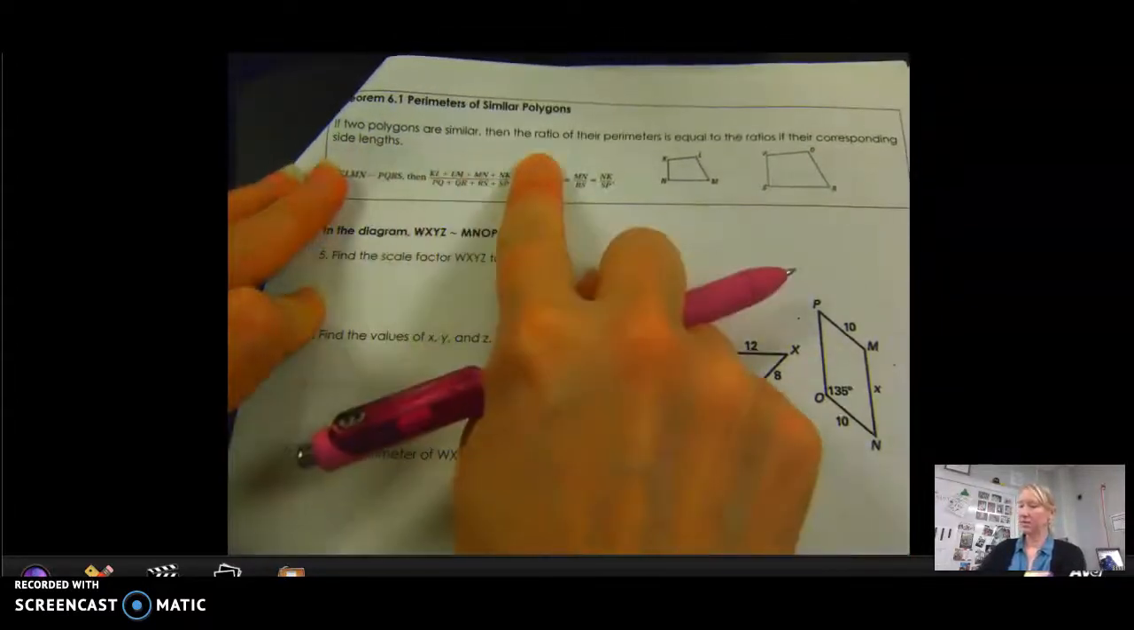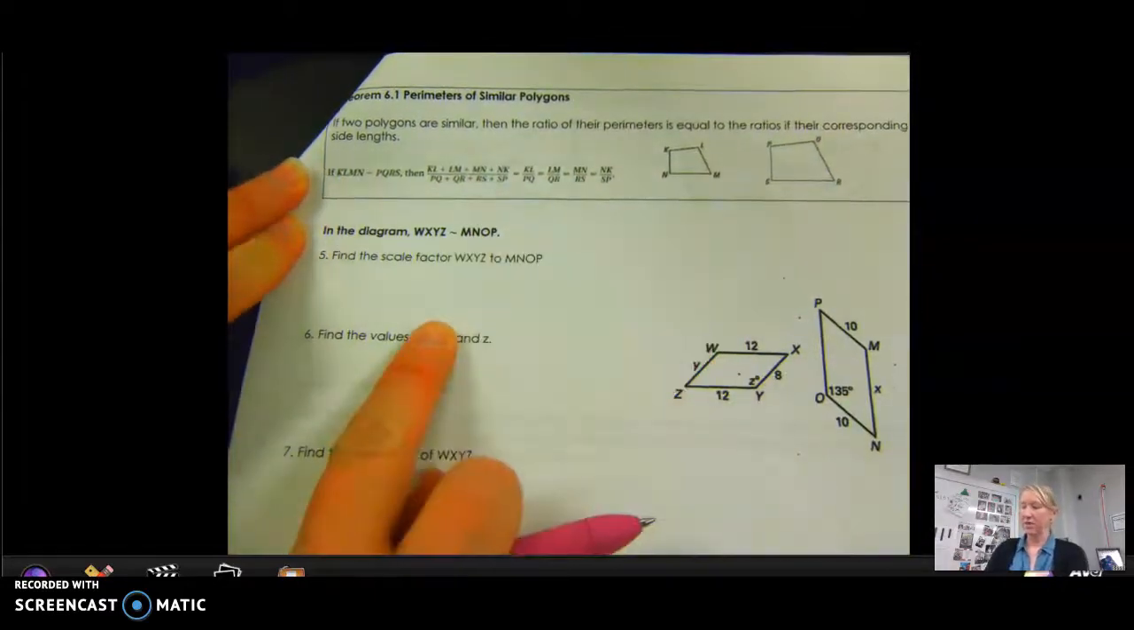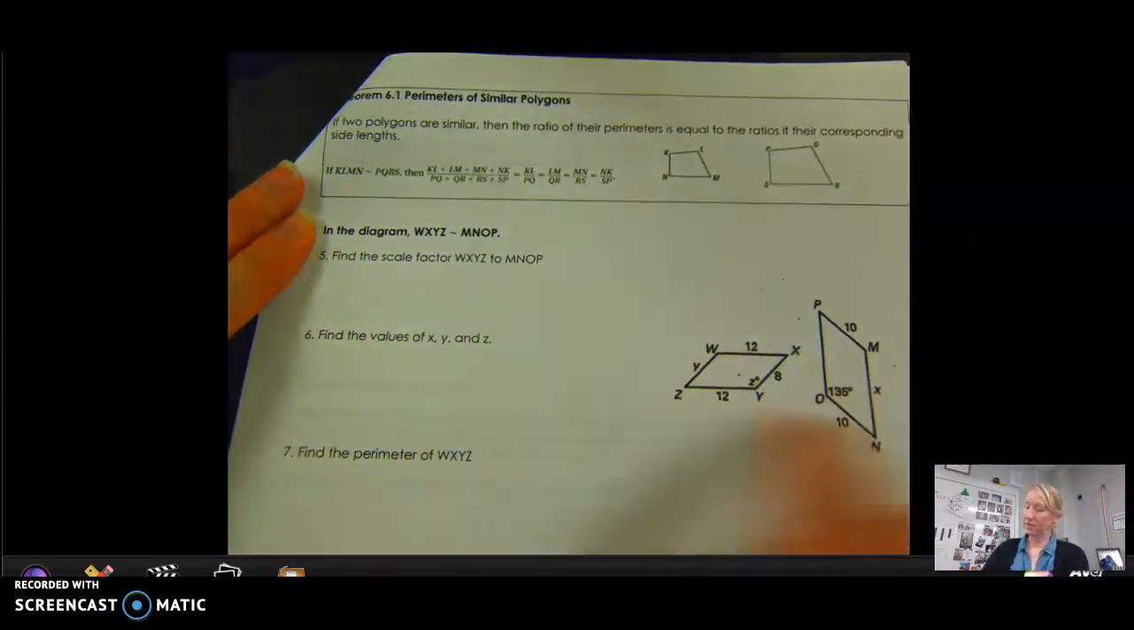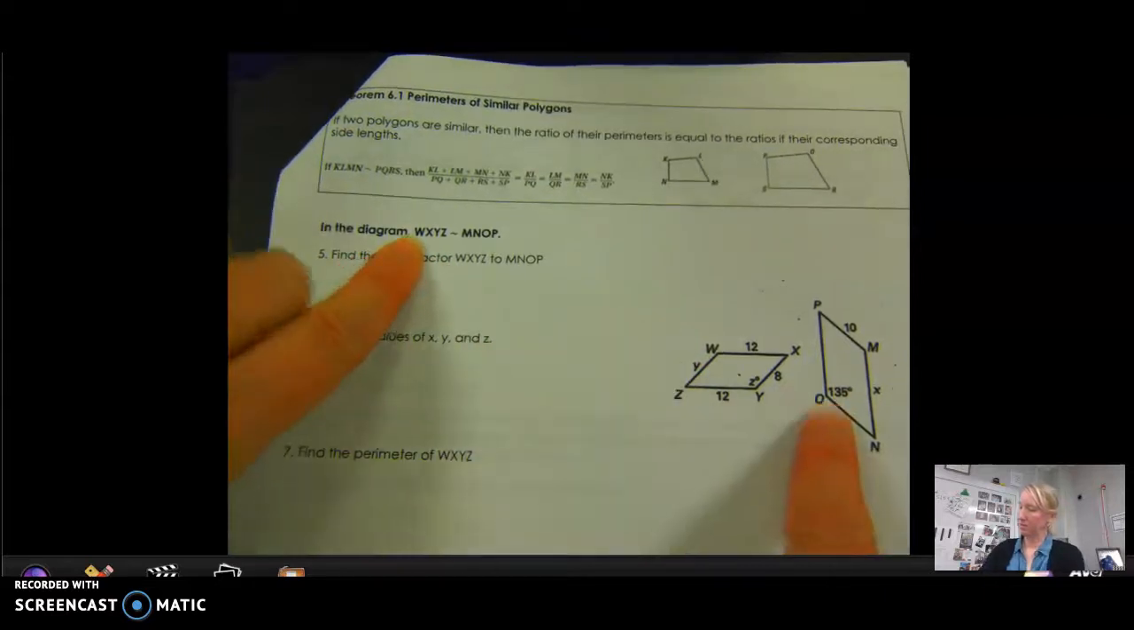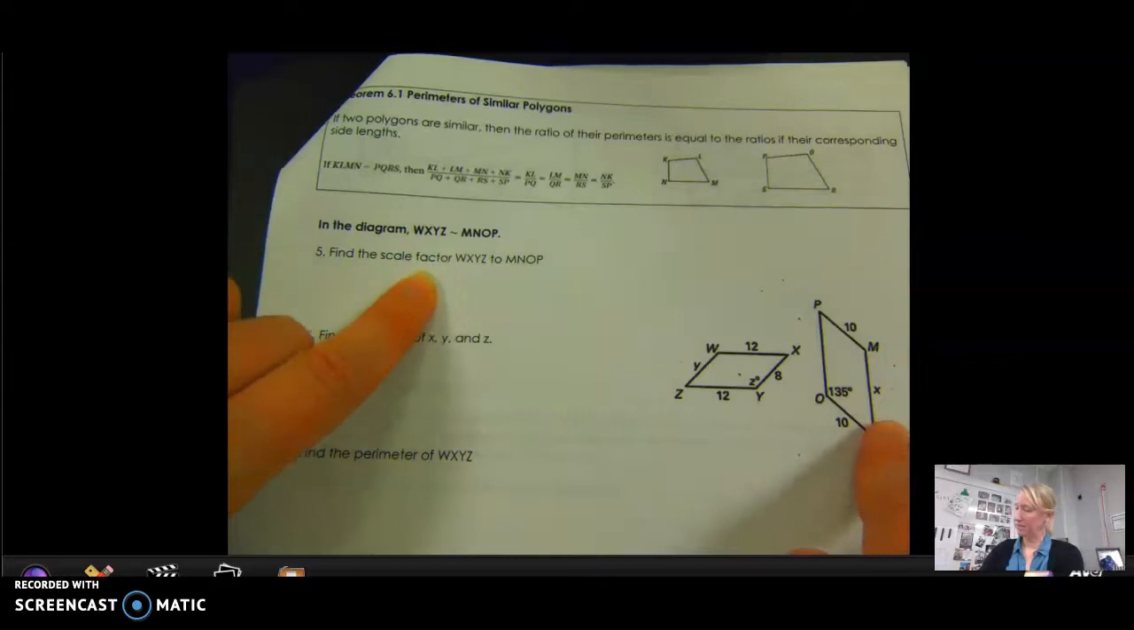If two polygons are similar, then the ratio of their perimeters is equal to the ratio of their corresponding sides. Okay, so find the scale factor of this guy going to this guy. So we need to see what matches up. W matches up with M. N matches up with X. So we need to find a side that matches up.